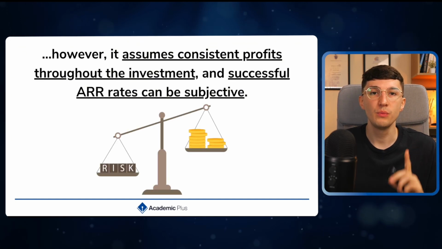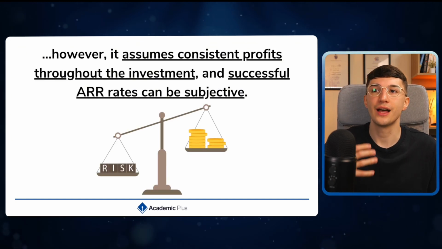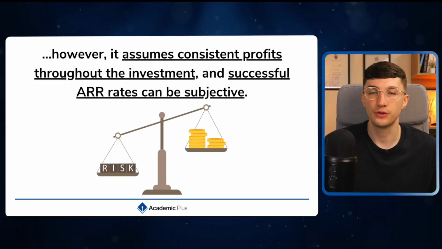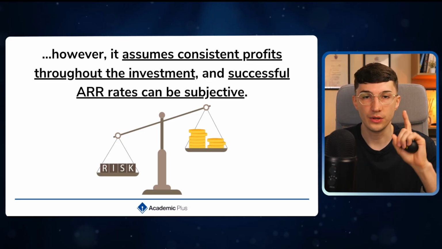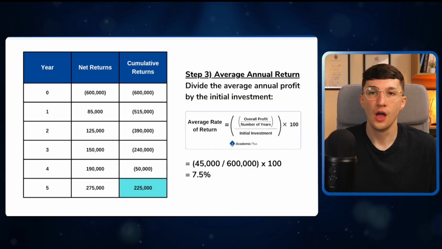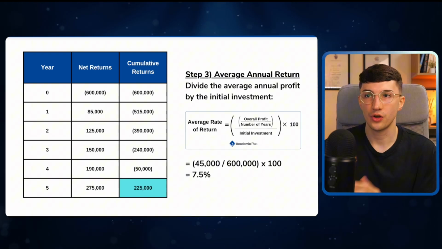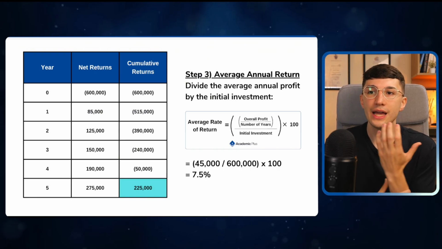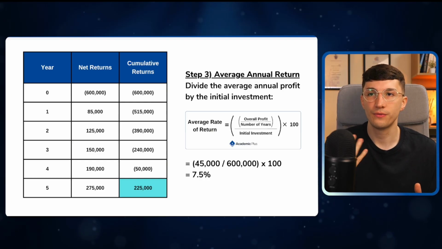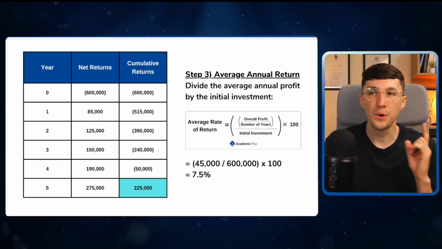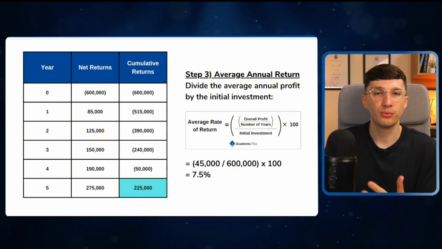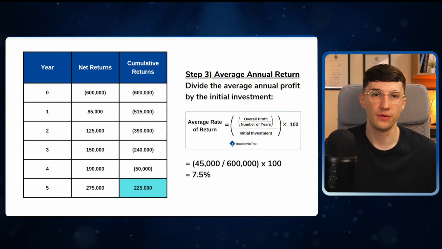However, the problem with the average rate of return is that we are assuming consistent profits throughout the project. Now, let me come back to this slide in just a moment. But if you look at the average rate of return for this project here, well, it's assuming that I'm getting a 7.5% average profit per year. But if we look at this, I don't make profit until after 4 years and something months.